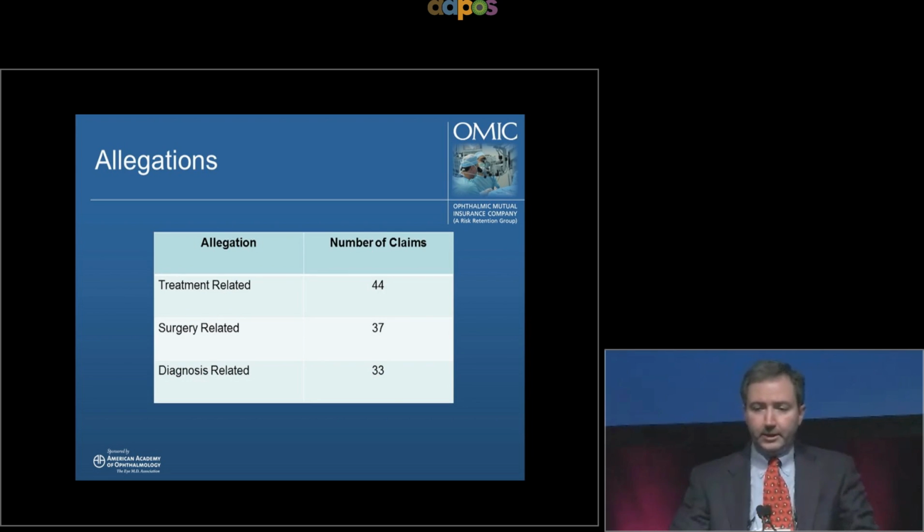And here were the allegations lumped into large categories. The majority were related to treatment in some way. That is, presumably the diagnosis was correct, but there was some problem with treatment. 37 were related in some way to surgery, and 33 were diagnosis related, typically failure to diagnose.